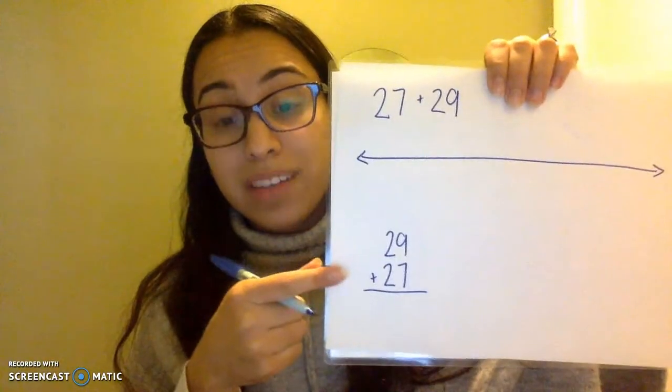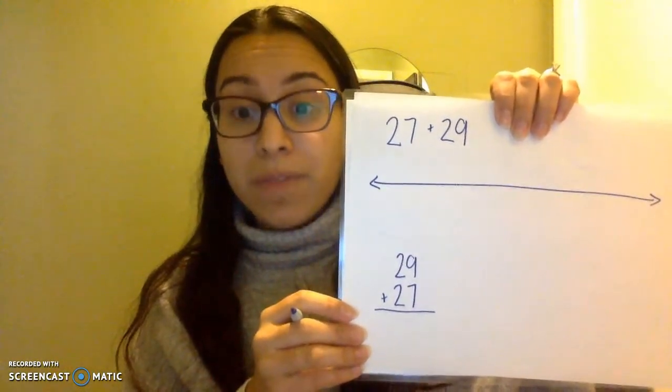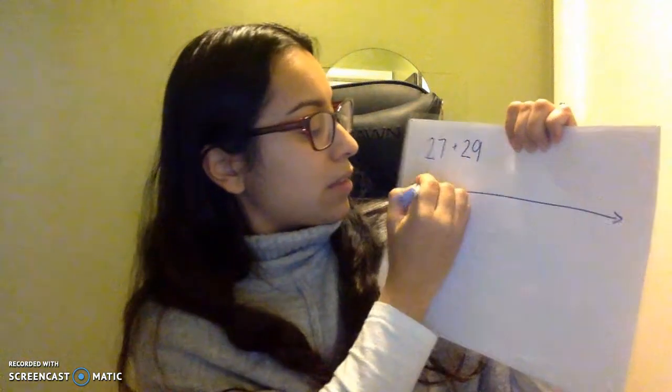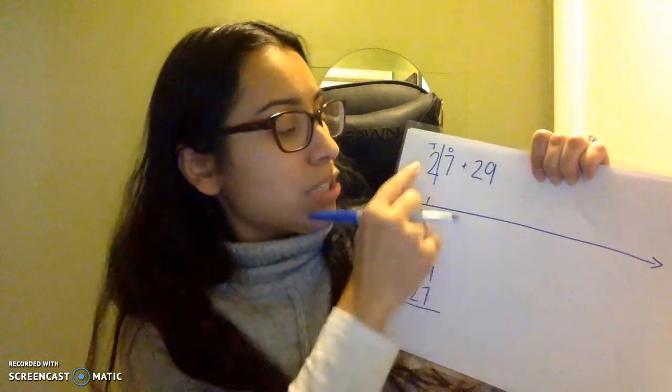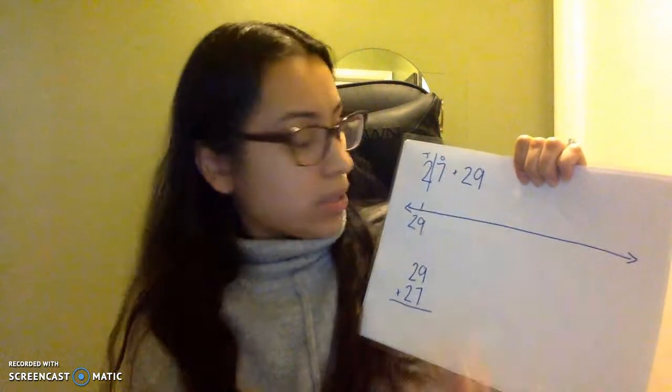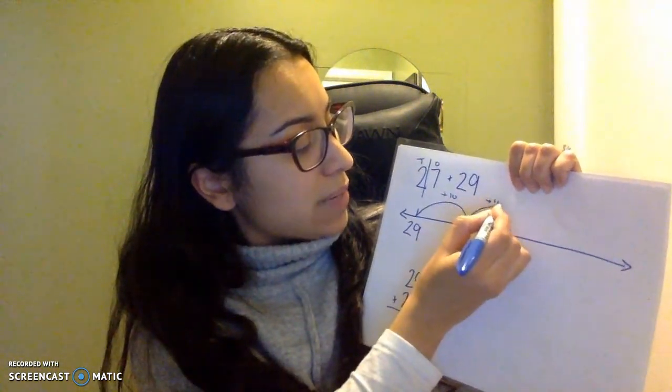Now this one we're going to use regrouping in our standard form. So 27 plus 29. I'm going to pick the biggest number first, 29. And then I'm going to do my skip counting until I get to 27. Here's my tens and here's my ones. I'm going to need 2 ten jumps and 7 little one jumps. So let's do 10, 20, plus 10 plus 10 and 7 one jumps. 1, 2, 3, 4, 5, 6, 7.